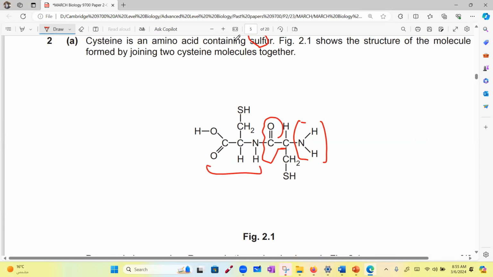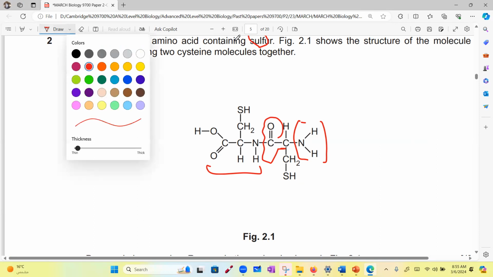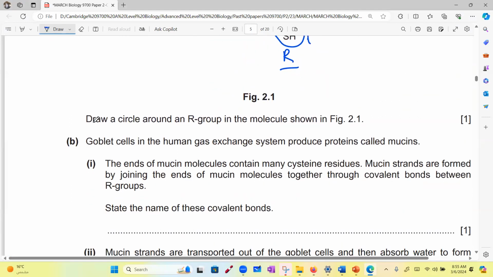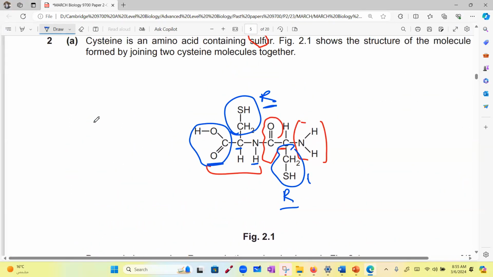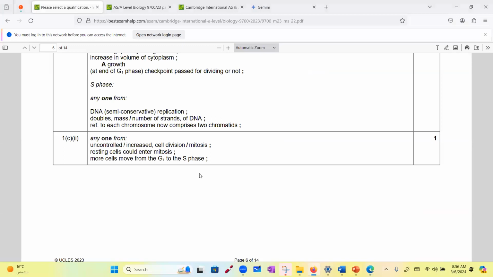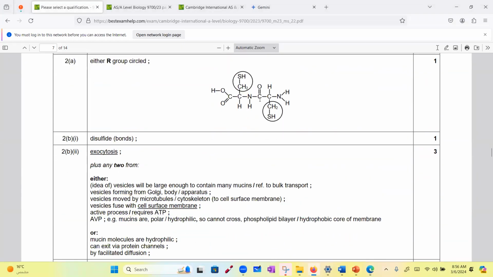Where is the R group? How many R groups do you have? I have this one R group, and this is another amino acid, the central carbon, the amine group here, the carboxylic acid group here, and this is another variable group. So this is one R, and this is another variable group. They're called the side chains. You circle both. They said draw a circle around an R group. Let's look at the mark scheme. Both.